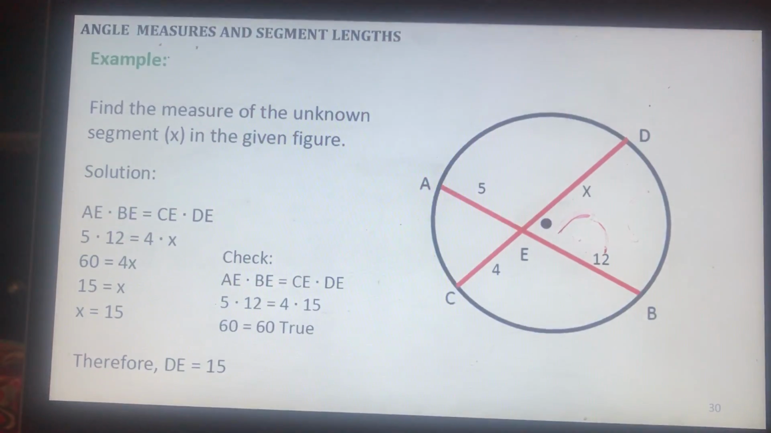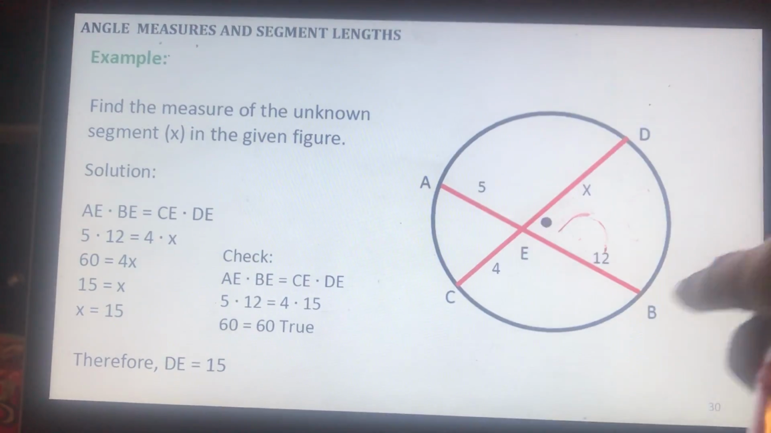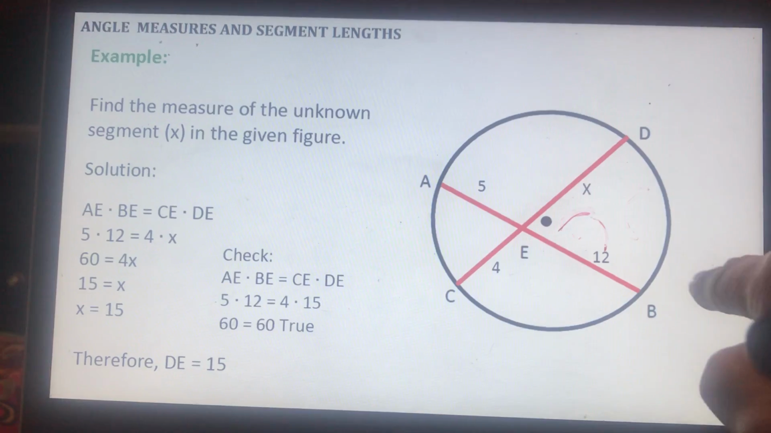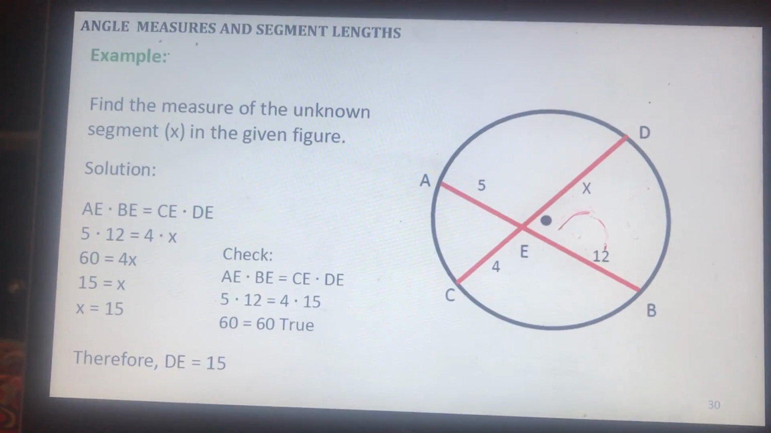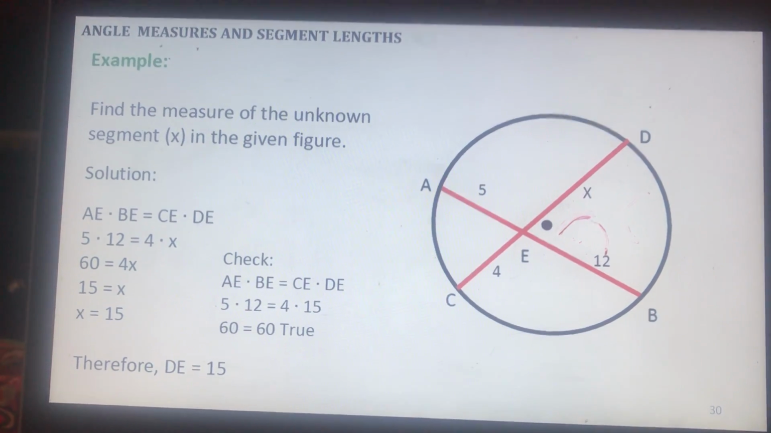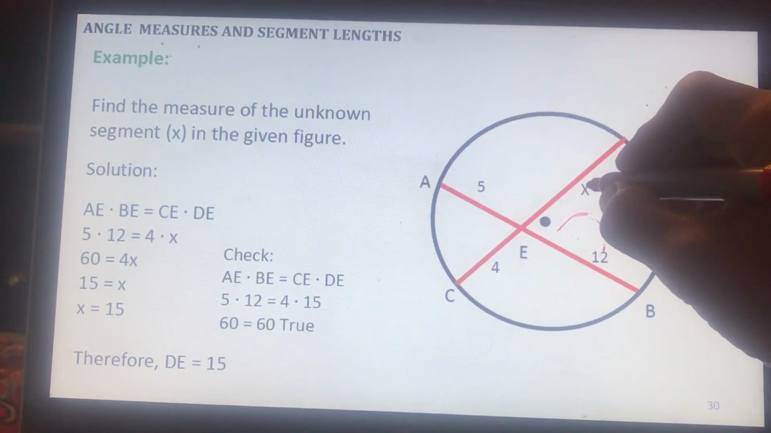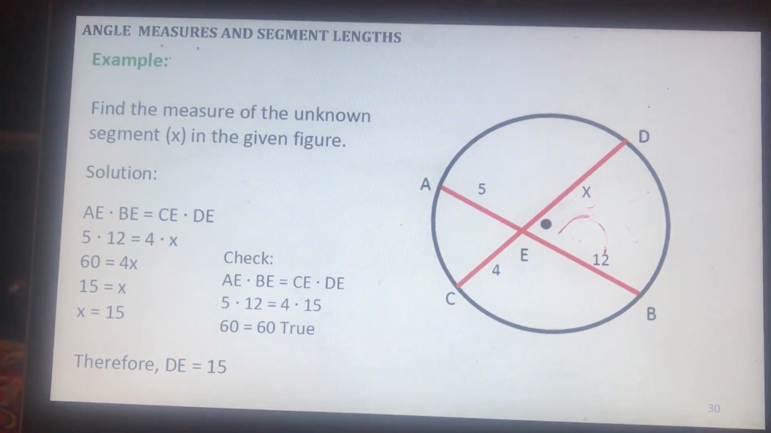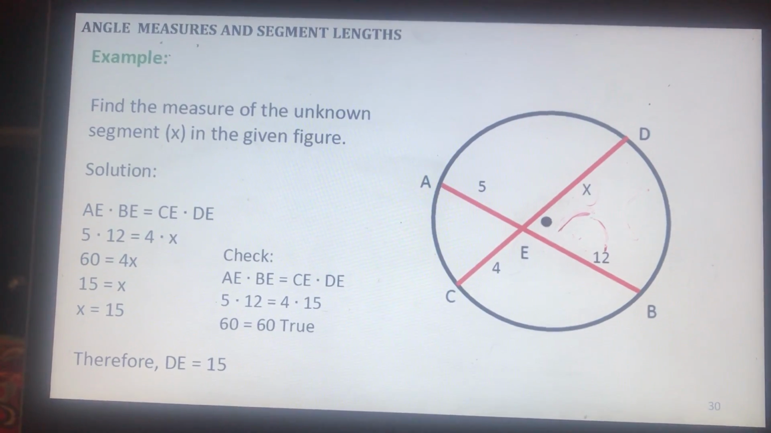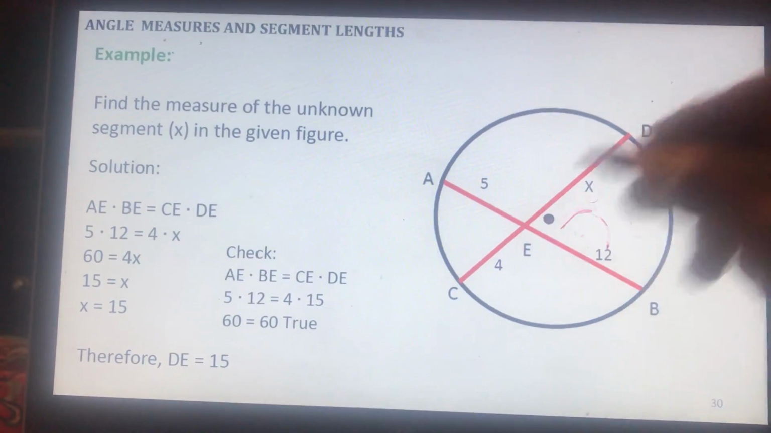Okay, let's go ahead and apply this with an example, as we always do. Here we have a circle, and here we have two chords. The two chords are AB and CD. We have to find the measure of the unknown segment X, which represents the distance from D to E. This is what we have to find in the given figure. We have two chords intersecting in the interior of a circle at point E. This is the point of intersection.